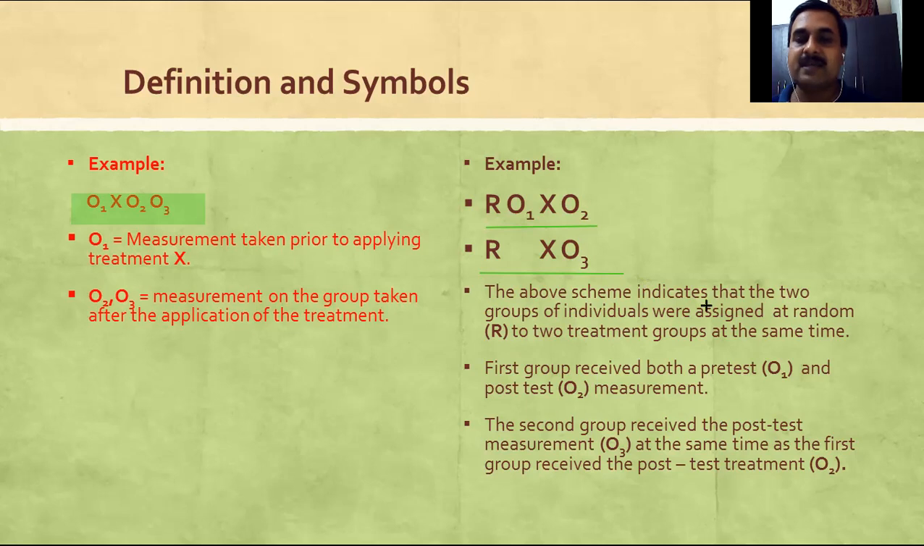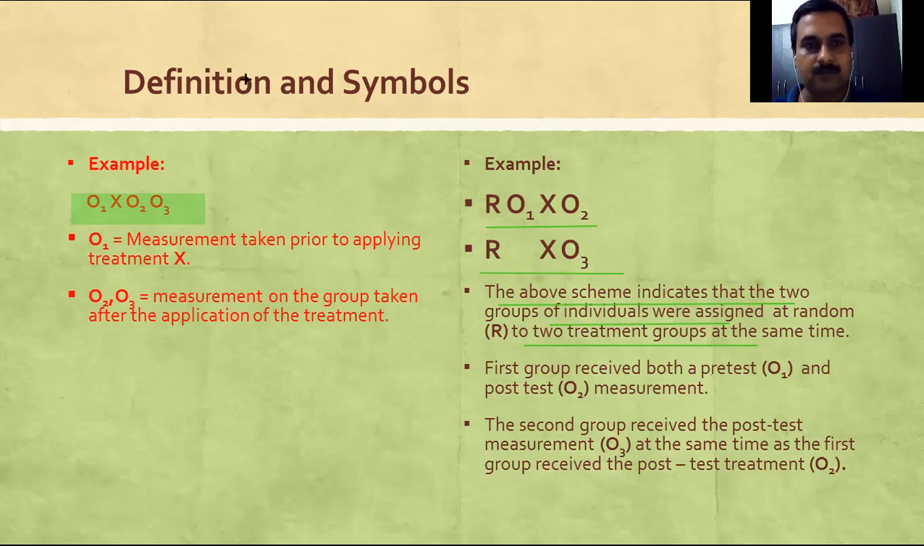So the above scheme indicates that two groups of individuals were assigned at random to two treatment groups at the same time. As this is the vertical arrangement, as we have already said in the previous slide, whatever things remain adjacent to each other take place at the same time. Here no exposure or no observation is there, that means they are going to take place at the same time. O2 and O3 are going to take place at the same time.